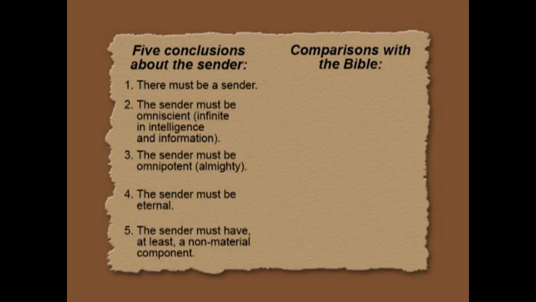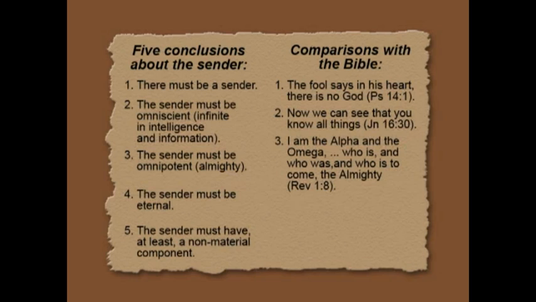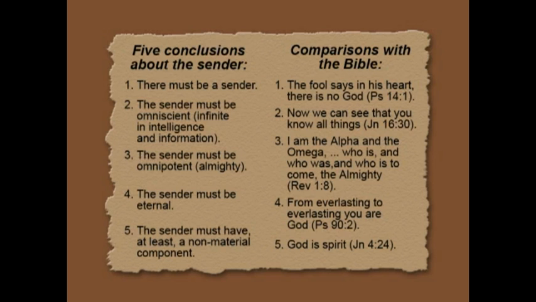Now, after finding the conclusions by using laws of nature, we can have a look at the Bible to see if our conclusions are right. And you see, to the five conclusions, here are a few verses of the Bible which say the same. The fool says in the heart, there is no God. You know all things. That is for number 2. And number 3, I am the Alpha and the Omega, who is and who was and who is to come, the Almighty. Number 4, from everlasting to everlasting, you are God. And number 5, we find it in John chapter 4, verse 24, God is Spirit.